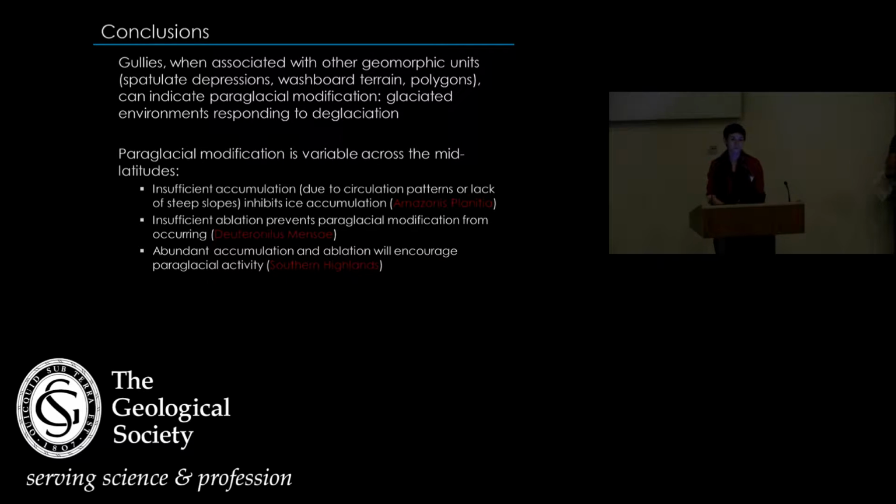Paul? Could you say a bit more about the washboard terrain? It looks very much like Rogan moraine, which is caused by ice expansion. So I was wondering if, as the ice retreats, it leaves a Rogan moraine on the lower slopes.